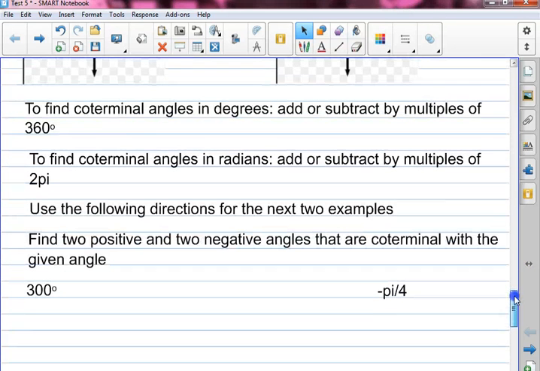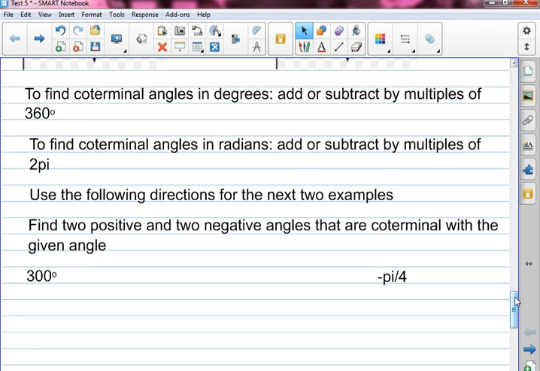To find coterminal angles in degrees, add or subtract by multiples of 360. And to find coterminal angles in radians, you're going to add or subtract by multiples of 2 pi. Now, when you write that, please do not write the word pi. Please write the pi symbol. I can't type the pi symbol easily, and that's why I wrote the word pi. I need you to write the symbol.